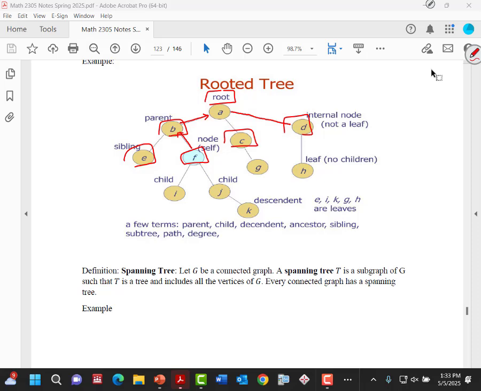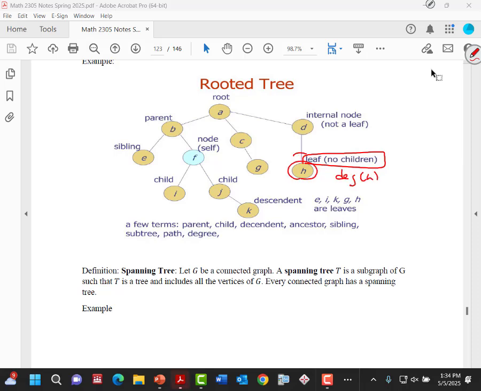And E and F are siblings of each other. I'm just spitting out lots of terms and definitions. D is an internal node or an internal vertex. It's not a leaf. Why? Well, it's not a leaf because its degree, the degree of this guy is 2. 1, 2. So he's not a leaf. Well, take a look at this guy right here, H. What's the degree of vertex H? The degree of H is 1, so we would say he is a leaf.